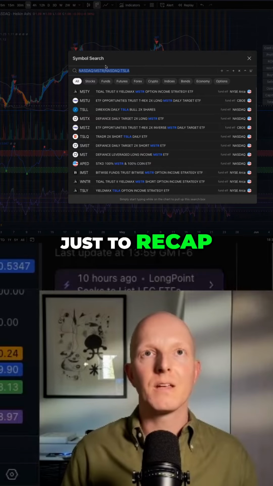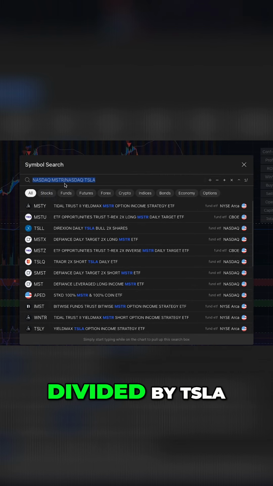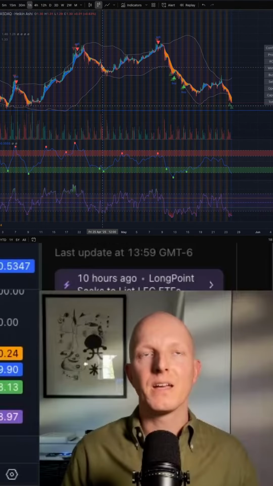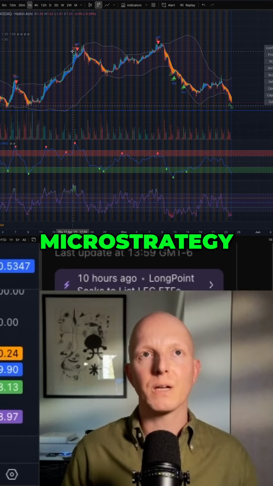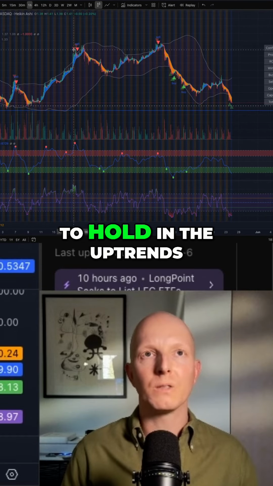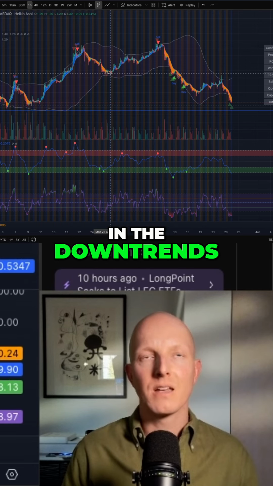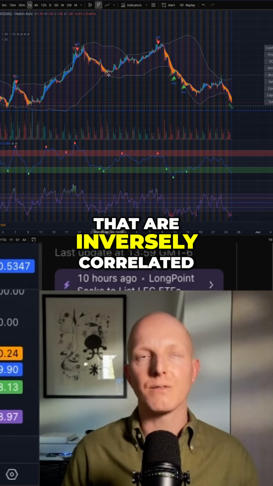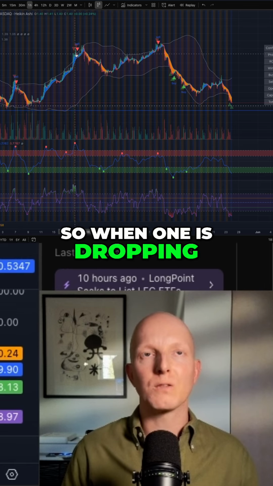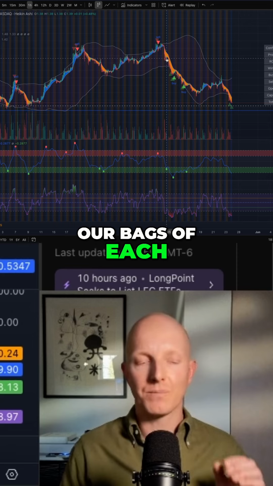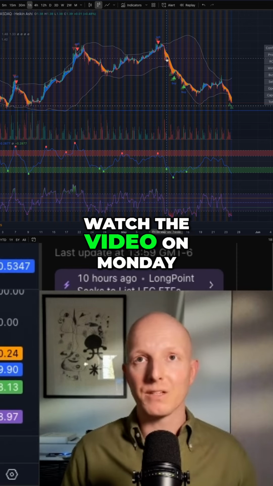Just to recap, the ticker is MSTR divided by TSLA, so one asset divided by the other. The asset that's first, MicroStrategy, is what you want to hold in the uptrends, and Tesla is what you want to hold in the downtrends. We're picking assets that are inversely correlated, so when one is dropping, the other is rising, and we're flipping back and forth to grow our bags of each. But if you want the full recap again, watch the video on Monday.